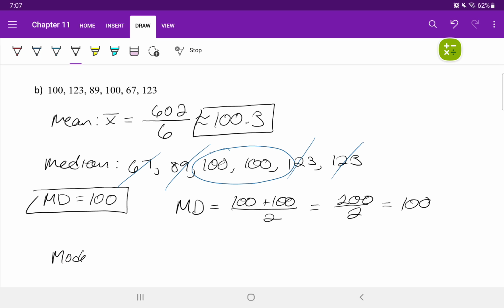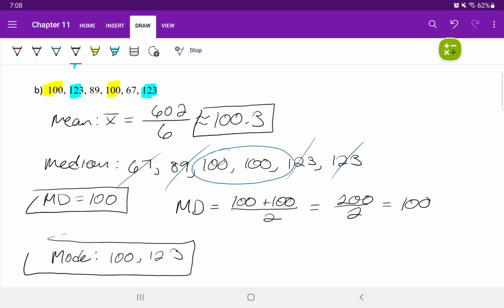The mode is the data values that occur the most. In this case, there are two modes, 100 and 123. Both 100 and 123 occur twice. They appear more than the other data values in the data set, which are 89 and 67. Therefore, those are my two modes, 100 and 123. And that is how you find the mean, median, and mode of a single data set.